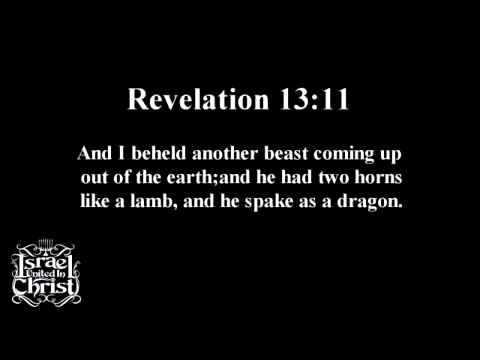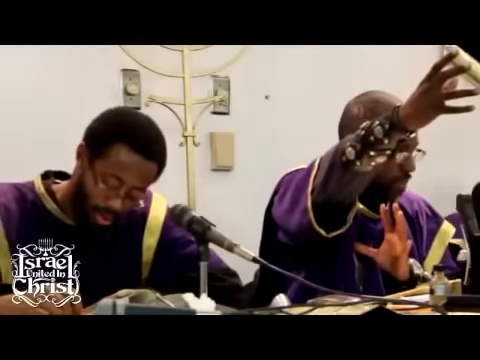Where is that mentioned in this chapter? Now let's try another. In verse 6. Read verse 11 again. And I beheld another beast coming up out of the earth, and he had two horns like a lamb, and he spake as a dragon. Verse 3, very good. And I saw one of his heads as it were wounded to death, and his deadly wound was healed. This beast came back in power again.